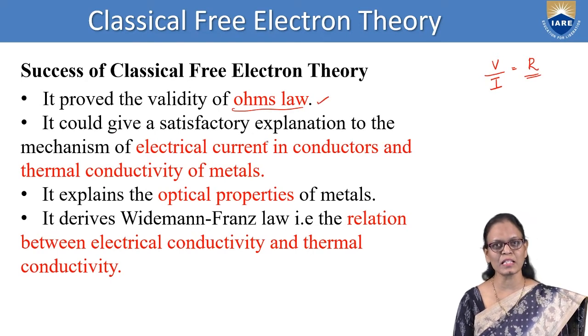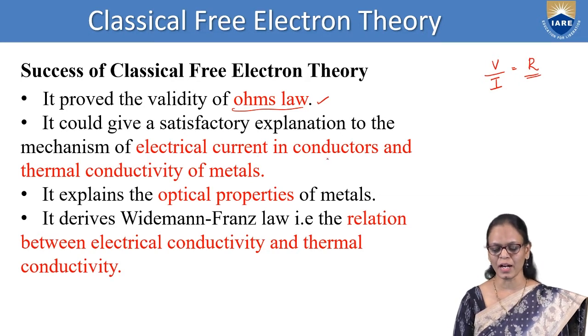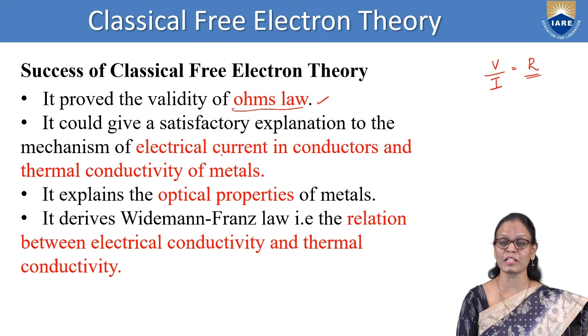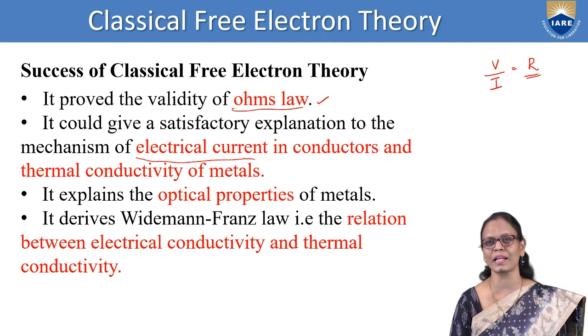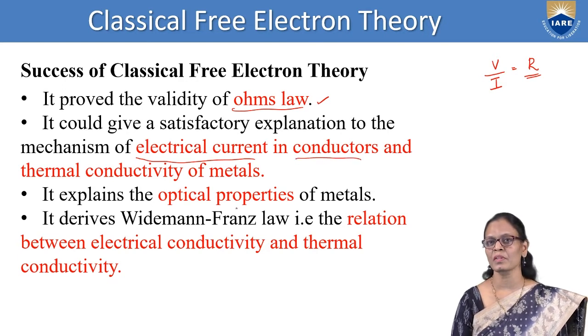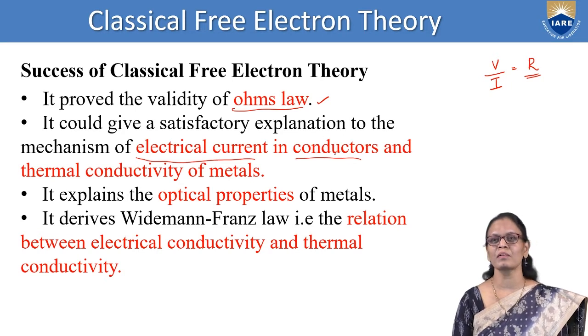And it could give a satisfactory explanation of the mechanism of electrical current in conductors and the thermal conductivity of metals. With the help of this movement of electrons, they could successfully explain how current flows in a conductor. When I say conductor, metals are very good conductors. When they took a metal and applied a field, because of the drift motion there is electric current. So they could also explain this movement.